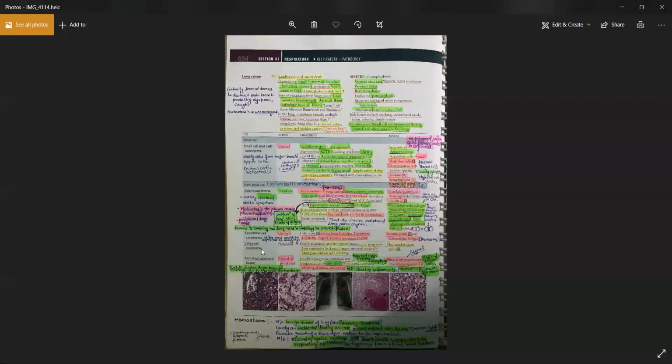So that was the biopsy of large cell carcinoma, pleomorphic giant cells. Now any doubt?